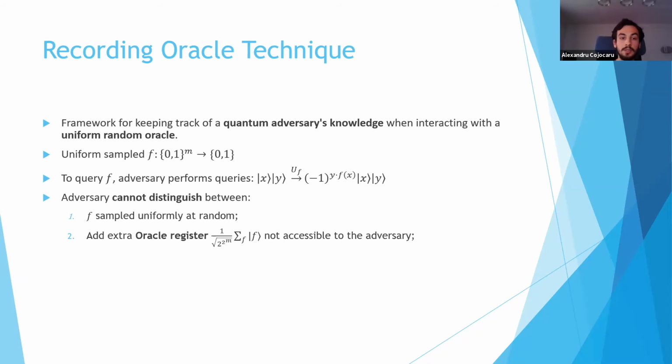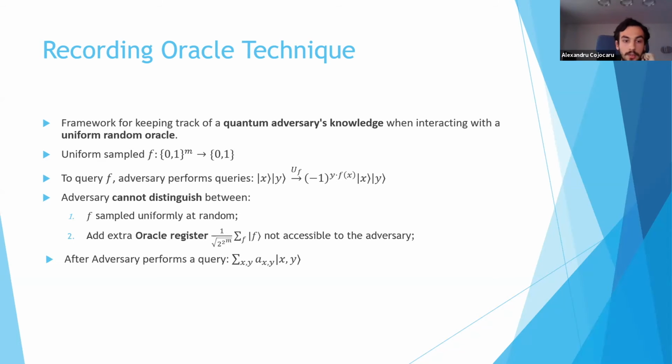And the key observation in the recording technique framework is that a quantum adversary cannot distinguish between the following two settings. In the first setting, we have the function f being sampled uniformly at random. And in the second setting, we are essentially adding an extra register, which is going to represent the uniform superposition of all possible functions f. And when I say here get f, I actually mean the truth table of the function f, and very importantly, this extra oracle register is not accessible by the adversary.